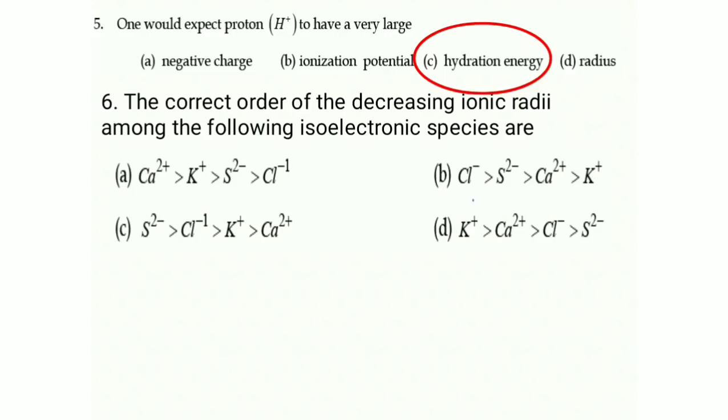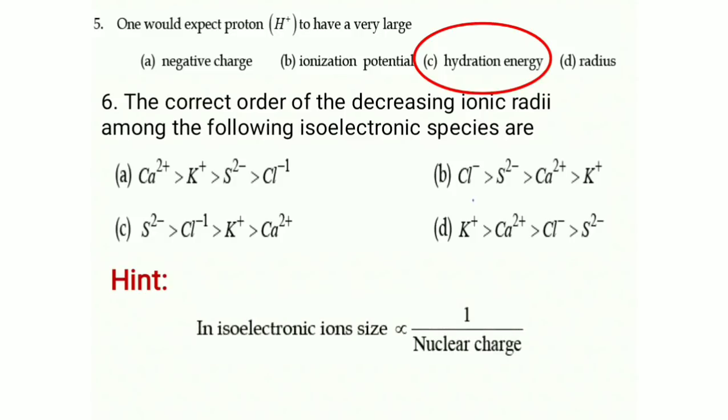Sixth one, the correct order of decreasing ionic radii among the following isoelectronic species. Options are given like this. Remember, for isoelectronic species, one very important point: the ionic size is always inversely proportional to nuclear charge. Inversely proportional to nuclear charge means, remember, calcium has the highest nuclear charge and the lowest size. So smallest size means calcium, and only one option is left, that is option C.